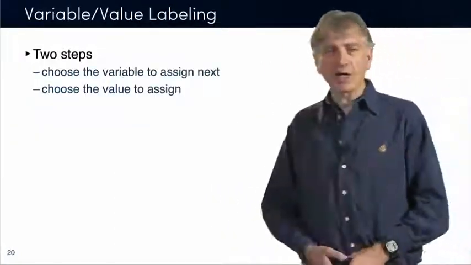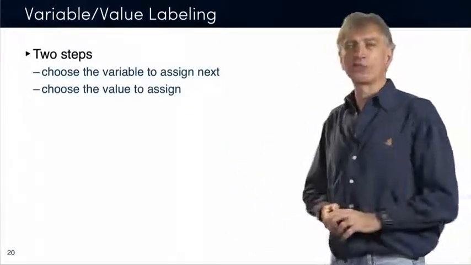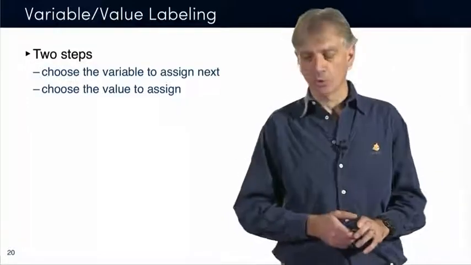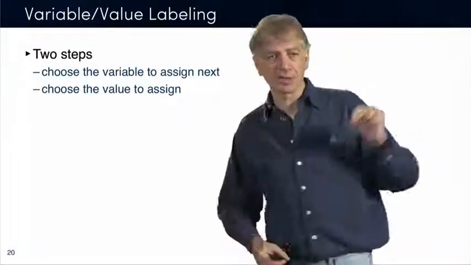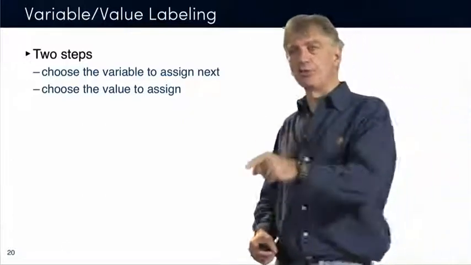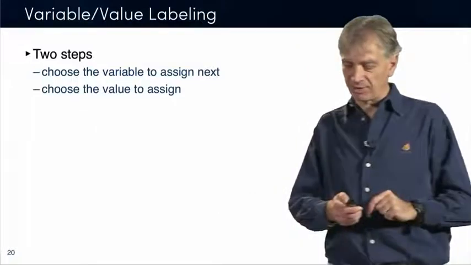Okay, so variable value labeling is probably the simplest search procedure that you can design in a constraint programming system. It basically has two steps. The first one is you choose a variable that you want to assign, and then you choose a value. The first step you have to reiterate for all the variables. The second step is a non-deterministic step.